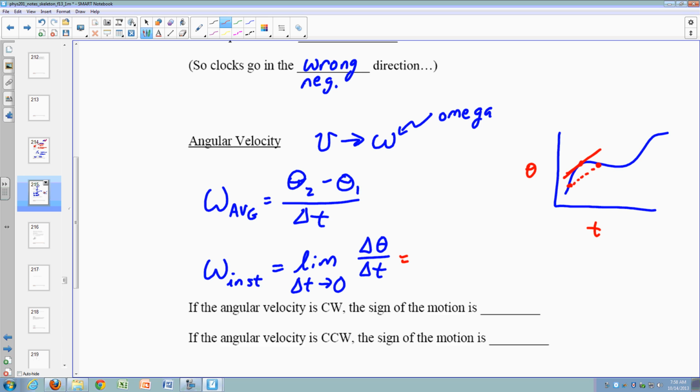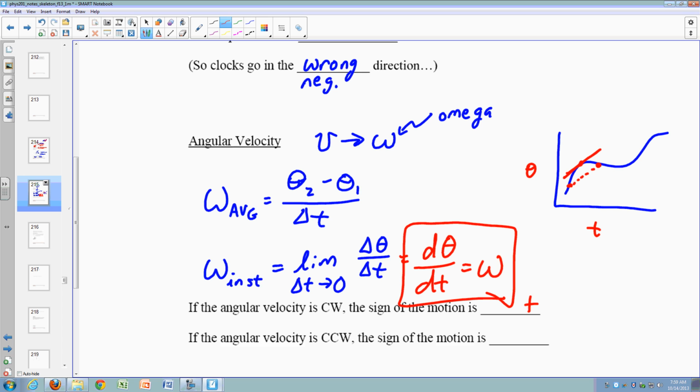So that is the definition of the derivative, d theta dt. So we define omega, the instantaneous velocity, as the derivative of theta with respect to time. Now, if the angular velocity is clockwise, it's negative, right? And if it's counterclockwise, the sign of the motion is positive. Clockwise is negative, counterclockwise is positive.